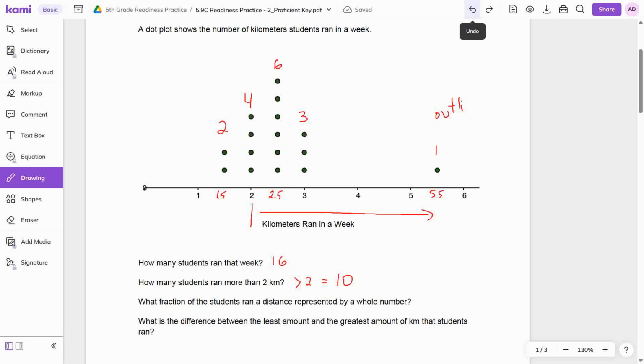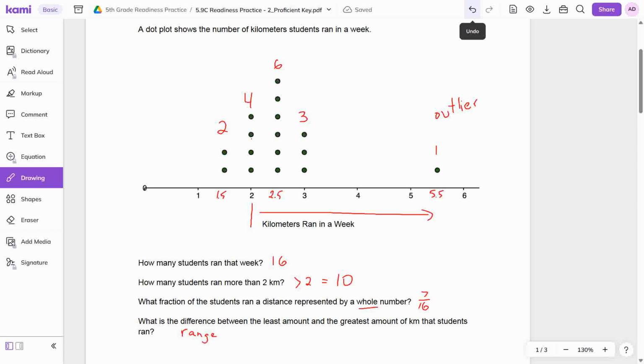Sometimes you'll see data and you'll see an outlier because all the data is kind of grouped together, and then there's one point that's just out by itself. But we're looking at the fraction of students that ran a distance represented by a whole number. So I've got my 2. I've got 4 kids that ran 2 and 3 kids that ran 3. And those are my only two whole numbers. My 1.5, 2.5, 5.5 I can't use. So it's 7 out of how many total kids? We already answered that. 16. So 7/16.